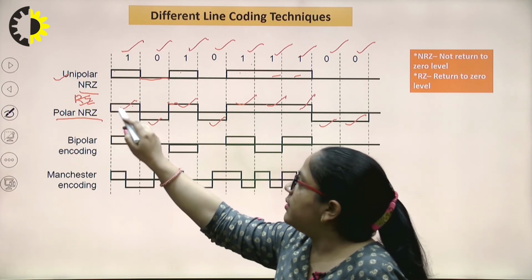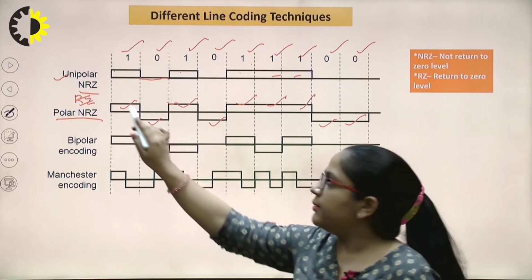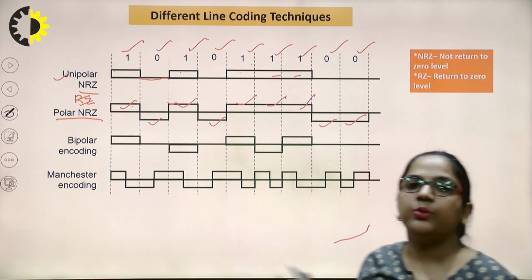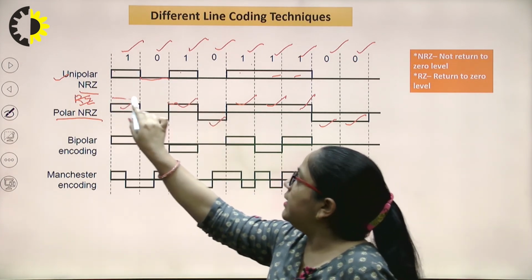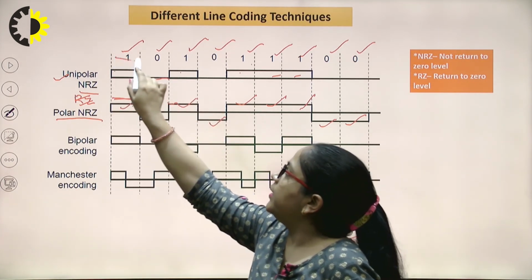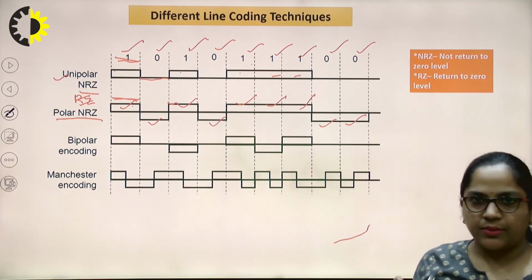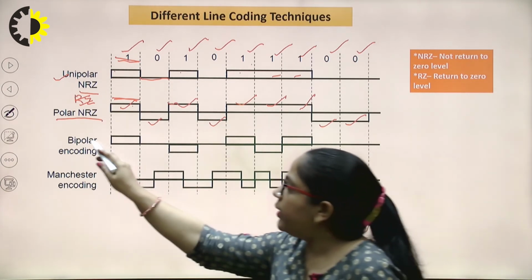NRZ indicates for one data element, the signal is not returning to the 0 level. Here we are having one signal element corresponding to one data element. Got it? Next is bipolar encoding.